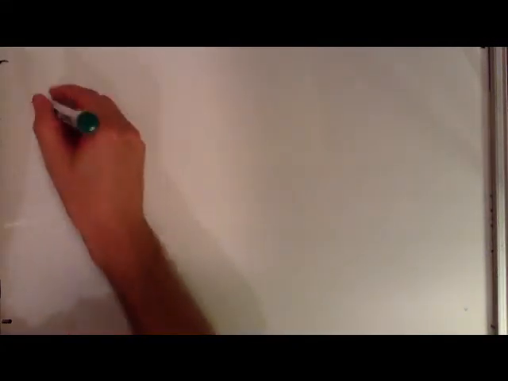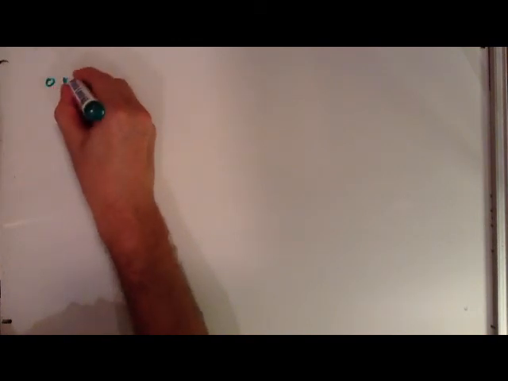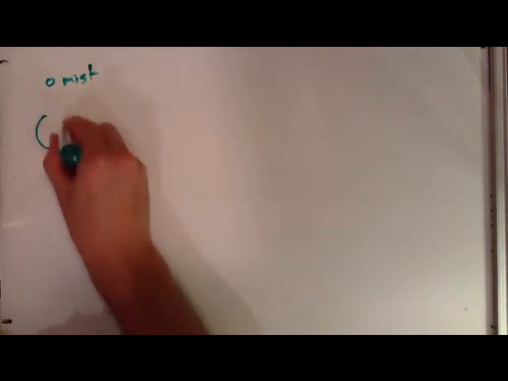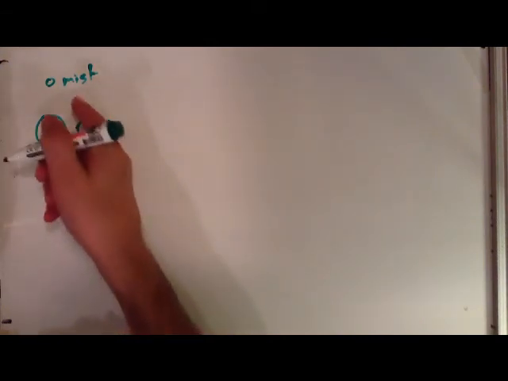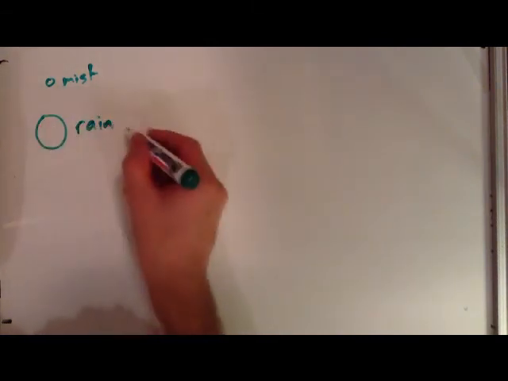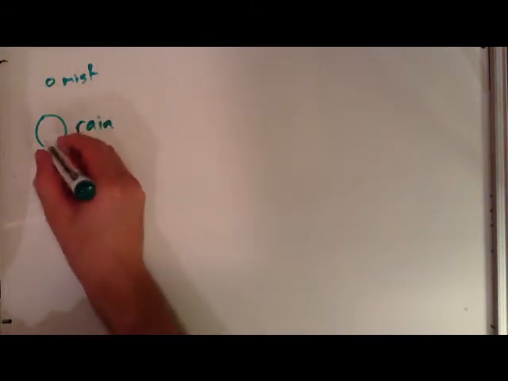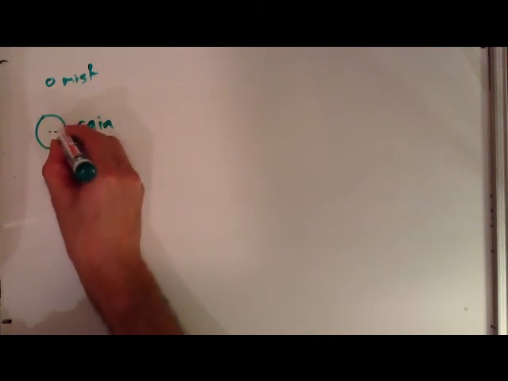Okay, so quick explanation of why mist, which are tiny little particles of water, falls slower than rain. Well, the main difference between these two is obviously the diameter, the size of them, the radius of them in particular. So what we're going to do is look at the radius.